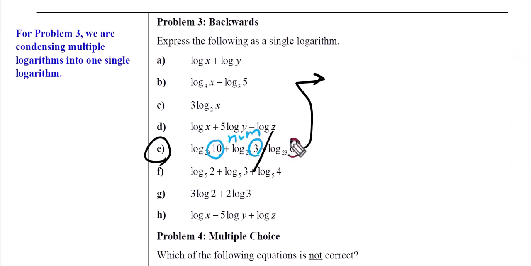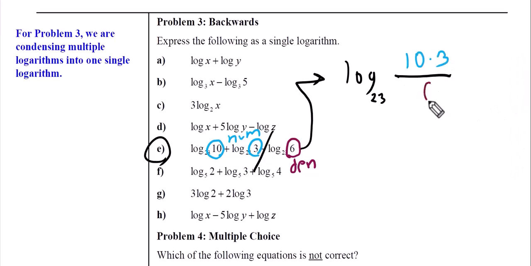And then this is going to be my denominator. So I have log base 23. I have a fraction at some point. This is a plus, so that's a multiplication. That's 10 times 3 in the numerator. And the denominator is going to be a 6. Again, note, there's no algebra. Right? There's no mathematical computation. We don't even have a calculator at this point. We are simply rearranging things, moving things around.